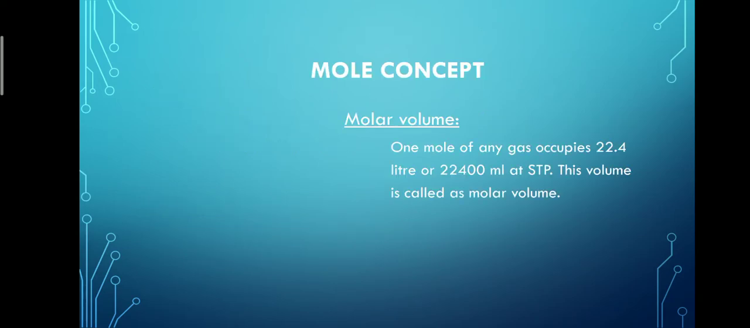And in the same way, 1 molar volume means any gas occupies 22.4 liters or 22,400 ml at standard temperature and pressure. So if you say 1 molar volume, it is 22.4 liters, and we call that the molar volume.